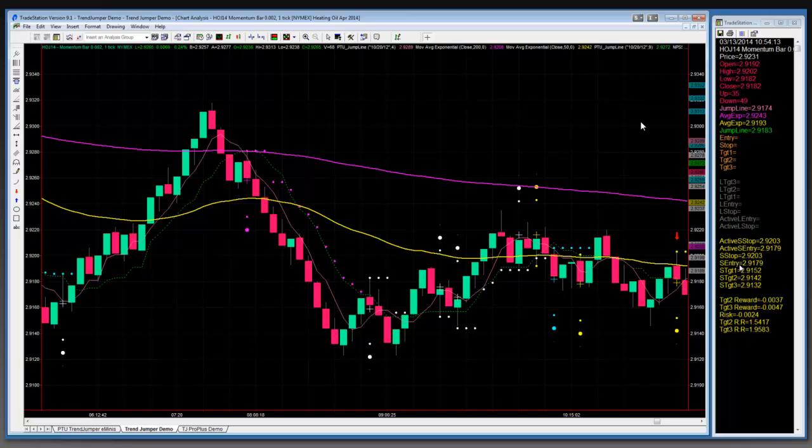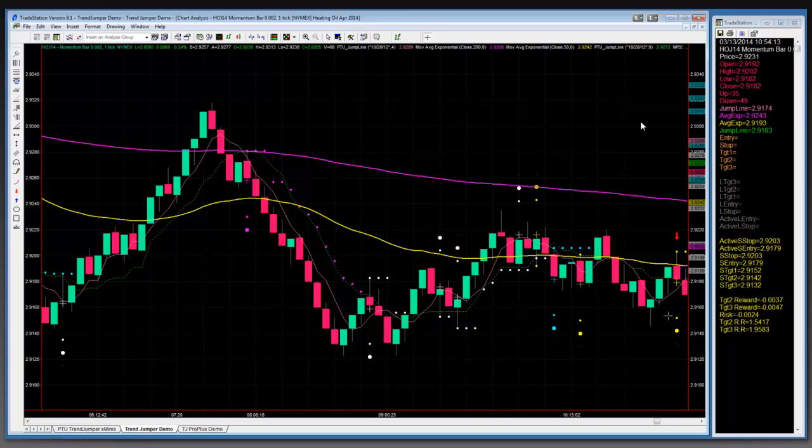It tells you where your entry is, where your target is. Typically, we're going to get out at the middle target, the second target, and it tells you where your stop is. All right, so obviously you've heard the adage, plan your trade and trade your plan. Well, there is a trade plan built into each and every Trend Jumper trade.